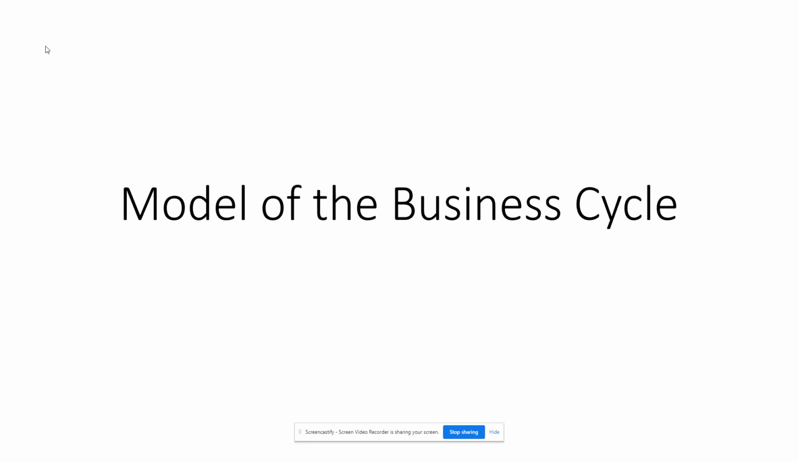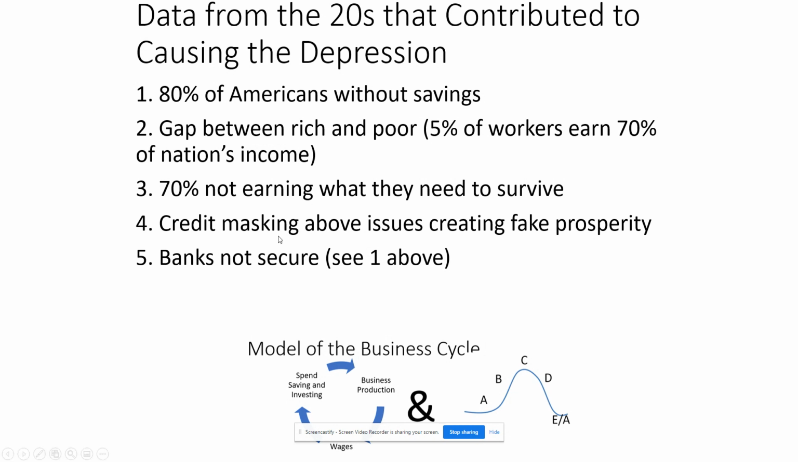Topic is the model of the business cycle. This definitely is something that is economic heavy. I will be using these two models down here. Economics is definitely something difficult to understand, very abstract. So you're going to have to kind of focus on that and access that part of your brain.